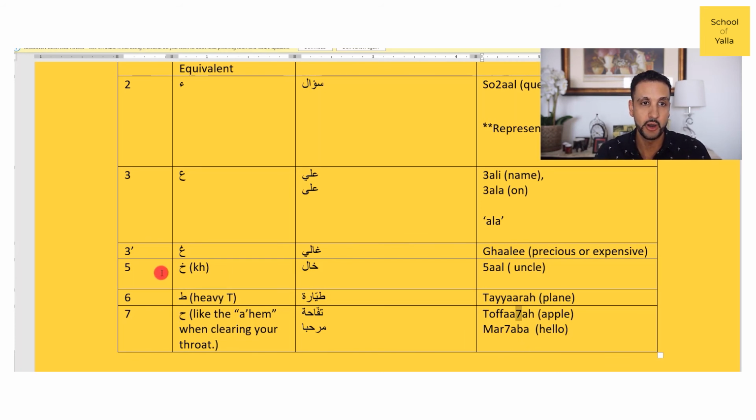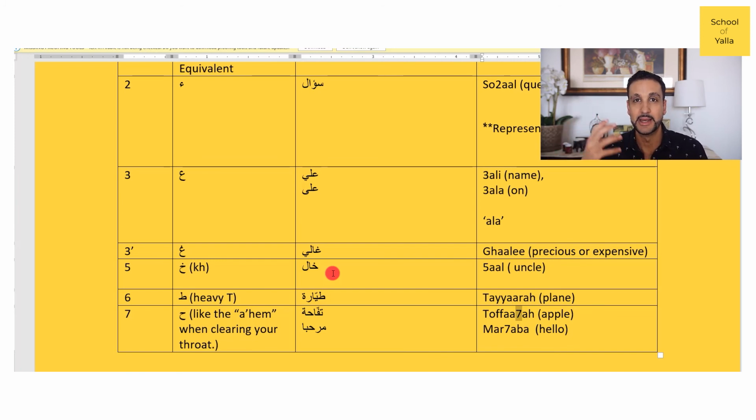A few others are the 5. Kind of looks like the kha. So we'll use this with kha sounding words like khal, which means uncle from the mom's side. Khal. In Arabic, we have to specify uncle from the mom's side, the dad's side, and same with cousins. We don't have a word for cousin. We have to go around this whole family tree thing, describing. So it'd say like my cousin from my uncle's. The cousin in English is just cousin.